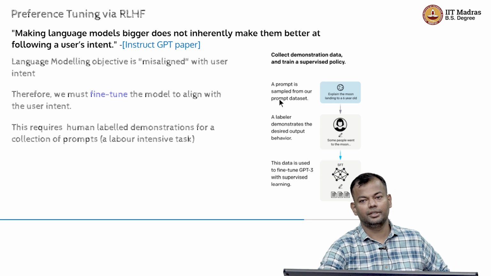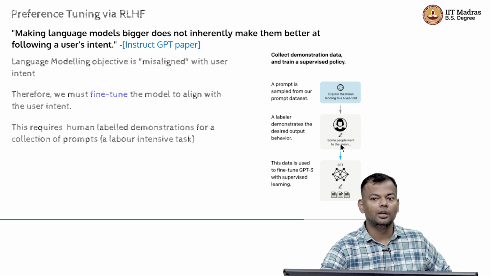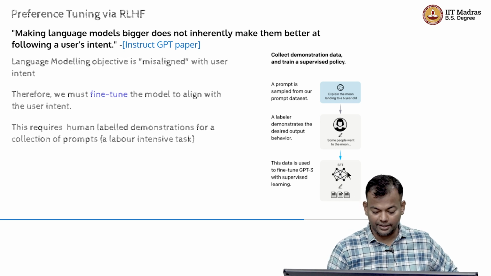So a prompt is taken, and a human labeler creates the answer, the gold standard answer: if this is the instruction given, how should the answer look? And then you use that to fine tune the model. So now you are giving the blue part as the input, and then the gray part which was written by a labeler, sorry, the colors have changed here, and then you fine tune the entire model. So this is what we have already seen.